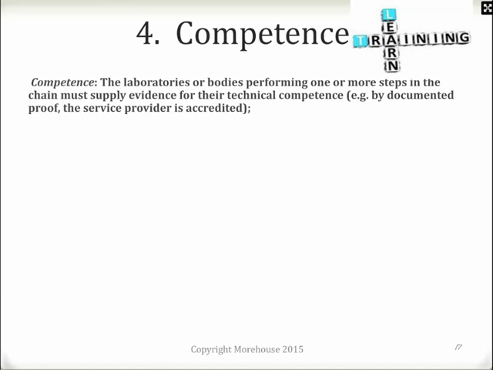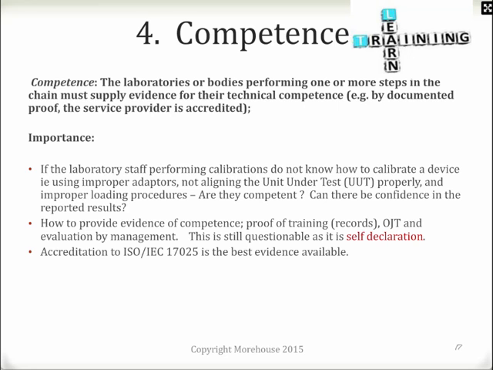So that brings us to the fourth essential element of traceability, which is competence. The laboratories or bodies performing one or more steps in the chain must supply evidence for their technical competence. By documented proof, the service provider is accredited. The importance of competence: if the laboratory staff performing calibrations do not know how to calibrate a device, i.e. using improper adapters, not aligning the unit under test, UUT, properly, and improper loading procedures, are they competent? Can there be confidence in the reported results?